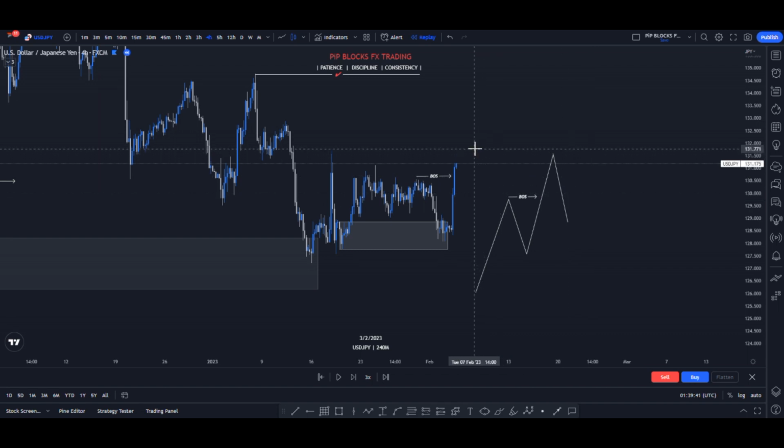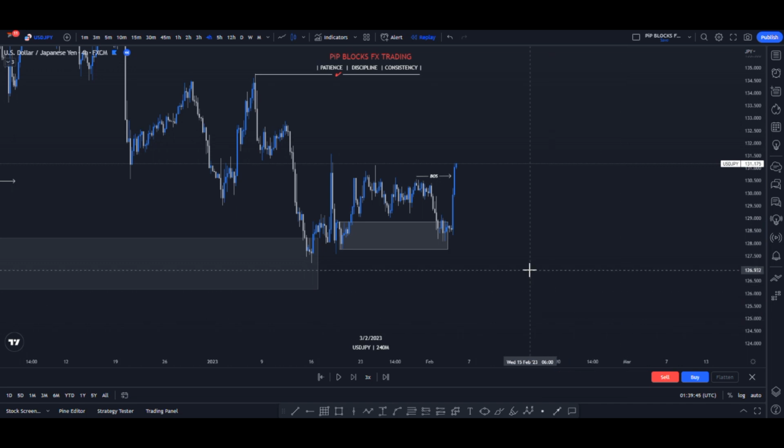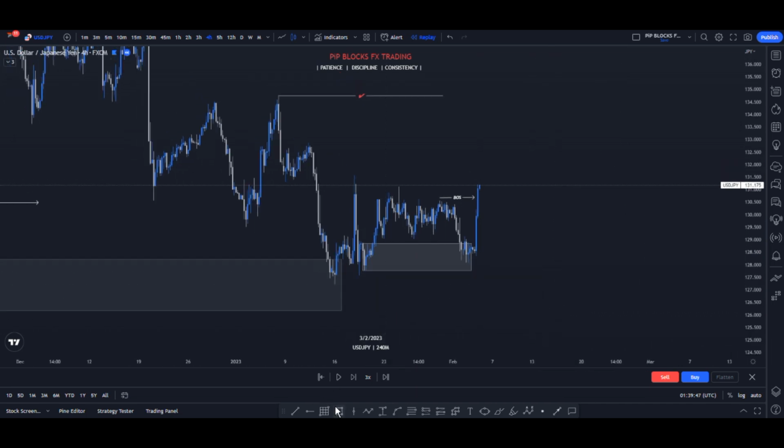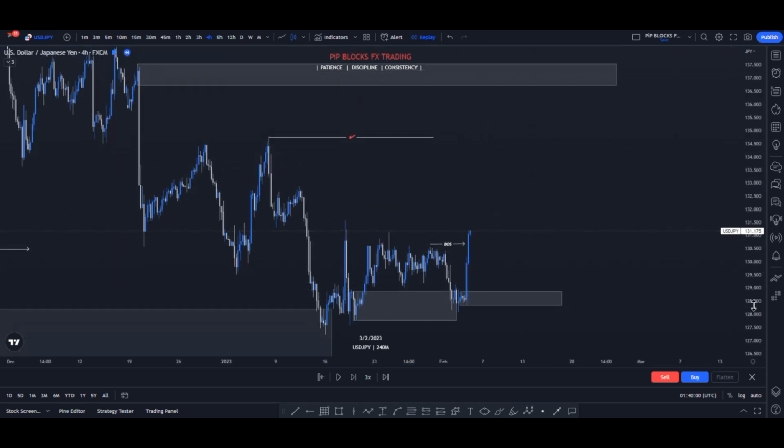So what was I looking for? I was either expecting the market to come down to this particular demand right here. There was a very nice and sweet demand right below that place. So I was expecting the market to either come to this zone.